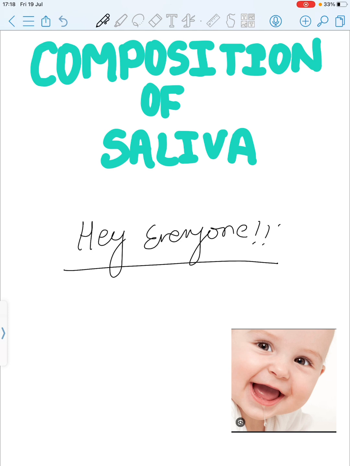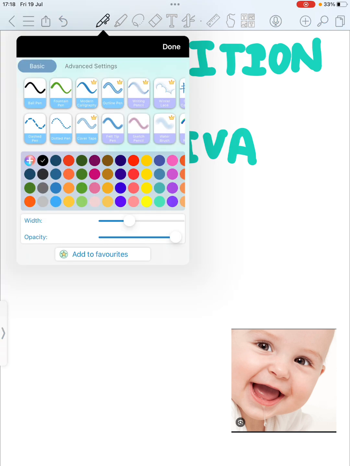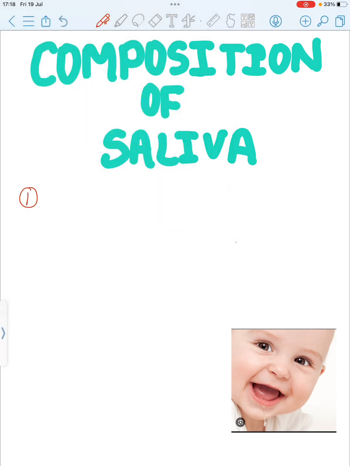Today we are going to learn about the composition of saliva. But before knowing about the composition of saliva, we must know about the salivary gland in brief. So first, let's talk about the salivary gland.